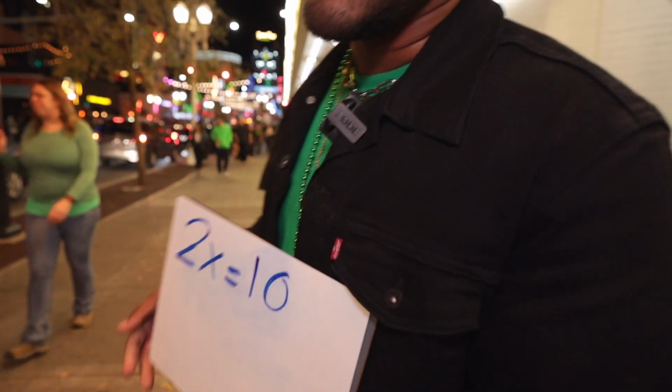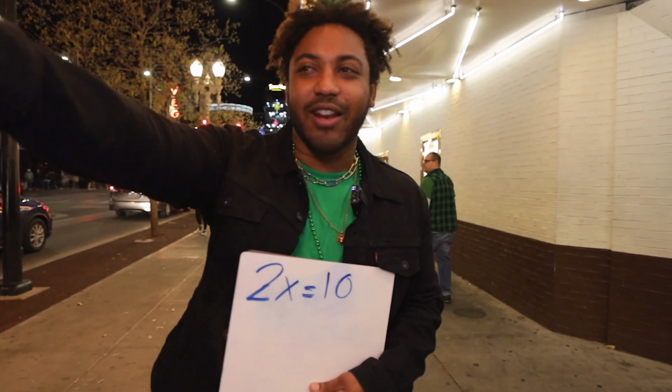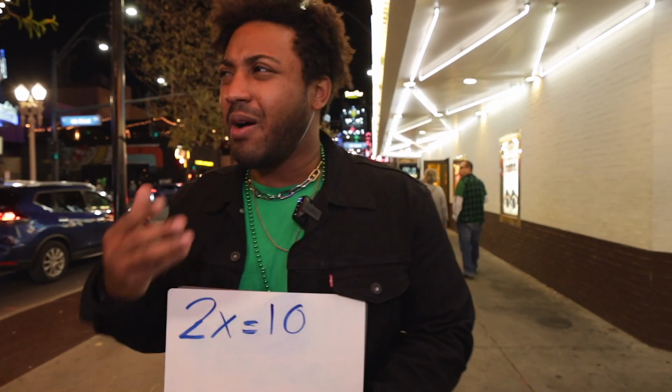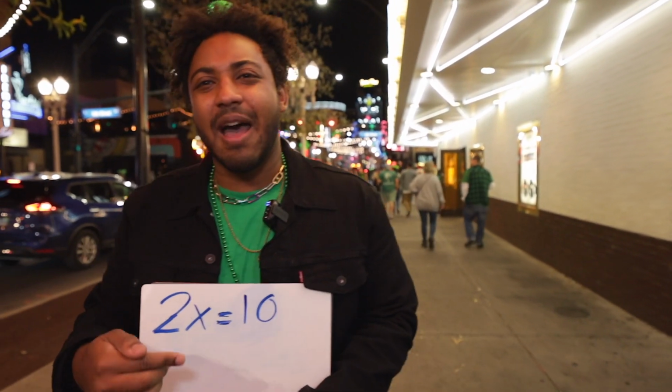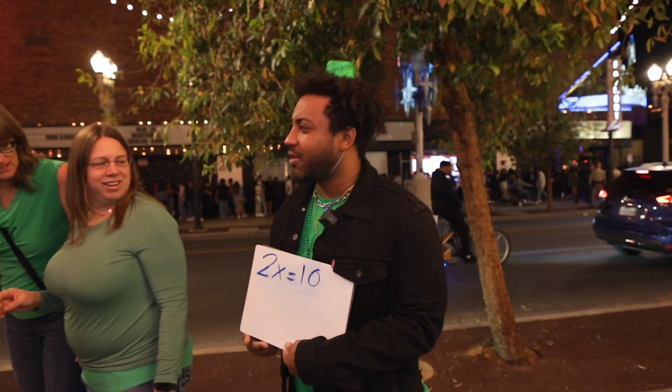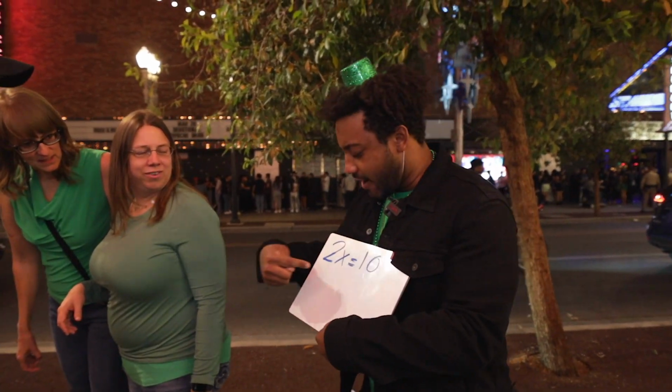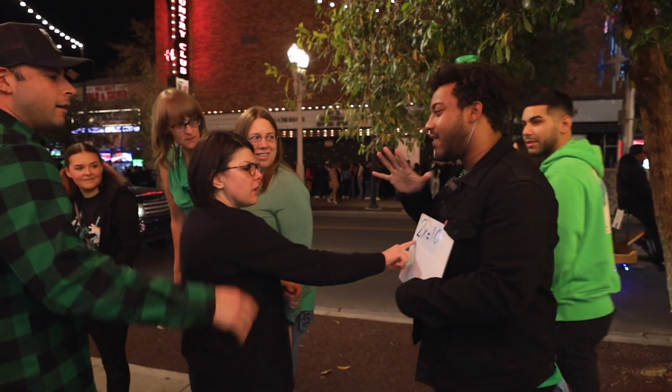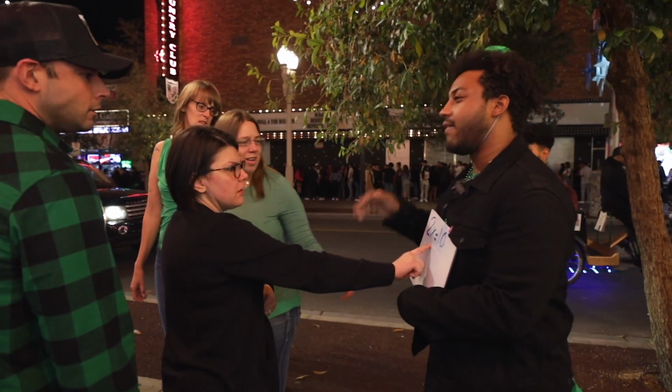So we're going to come out here tonight. We're going to ask some people, do you remember this? Algebra. Do you remember this algebra? 2x equals 10, you've got to solve for x. So you said 5. Now, can you tell me, how did you get 5?